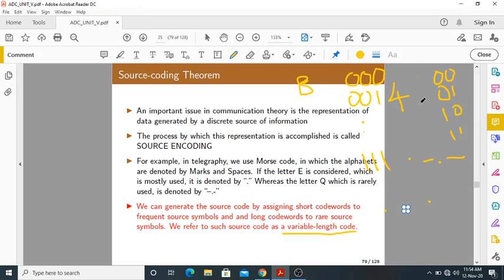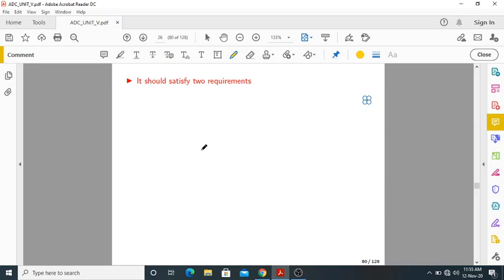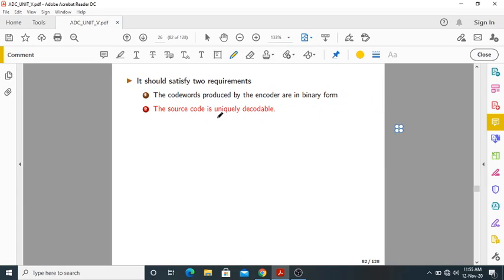They are called fixed length coding. The length is fixed. Each and every symbol has only 2 bits here, and here each and every symbol has only 3 bits. They are simply called fixed length. But here, it is variable length. The length will not always be the same. It varies depending upon their probability of occurrence. I will take an example later. But the source encoding should satisfy these 2 things: it should be in binary form, and it should be uniquely decodable. That is also very important. These 2 are the requirements of a source encoder.